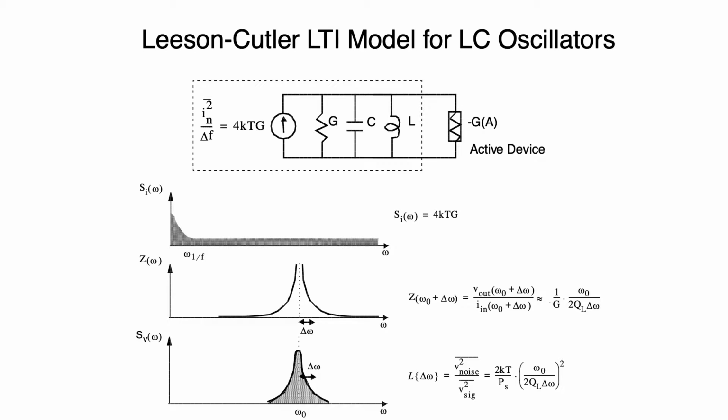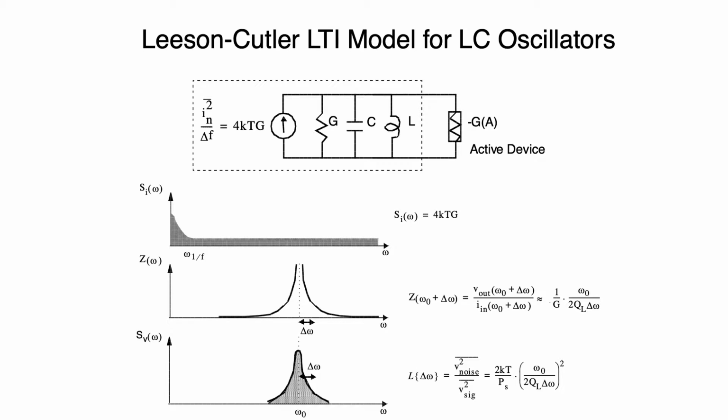Now, this current is converted to a voltage through an impedance. That's the transfer function, and it's simply the impedance of this LC. You can write it as a function of omega naught plus delta omega, as an offset from omega 0, and you will see it would be 1 over G times omega naught over 2QL delta omega. Basically, the noise here goes through this filter, shown by this transfer function in the second plot, and would produce something like this.